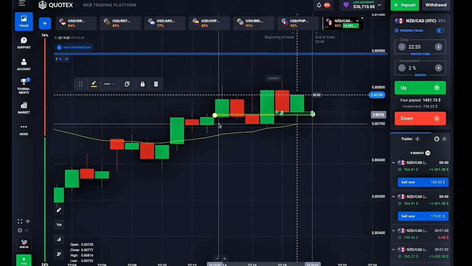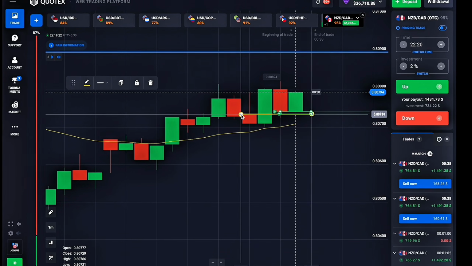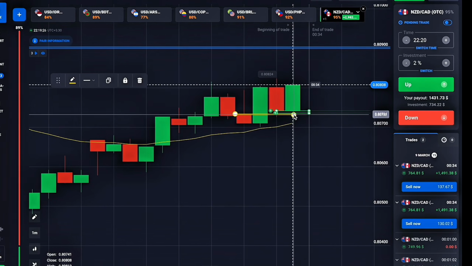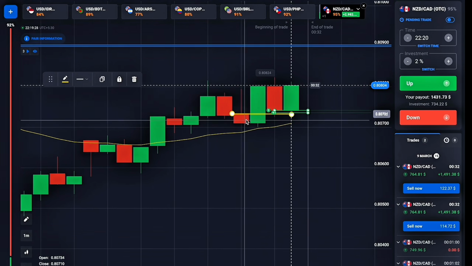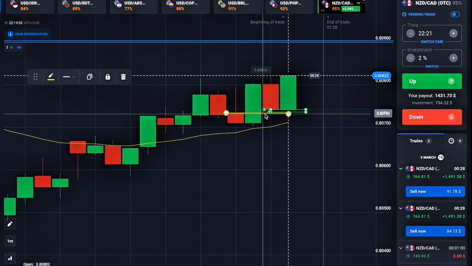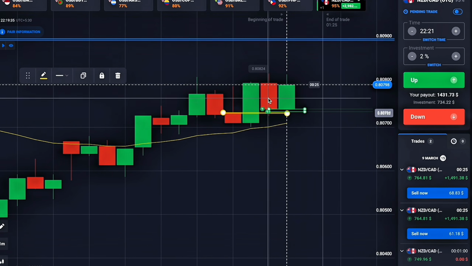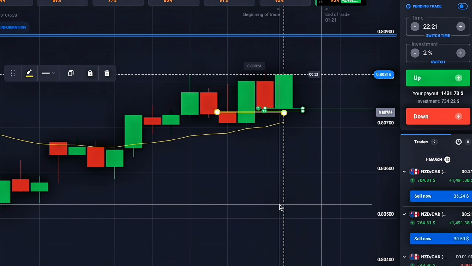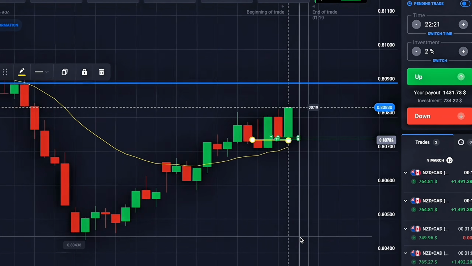See, this is where support becomes resistance and resistance becomes support. So right at the closing of the red candle, it closed above the previous red candle, making it a strong support. So because of this, this is one of the reasons the next candle should definitely become a green one.